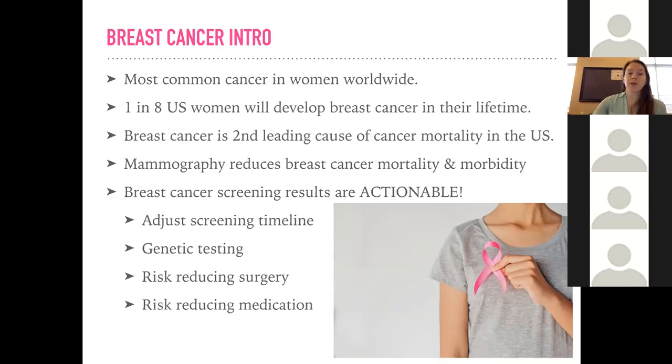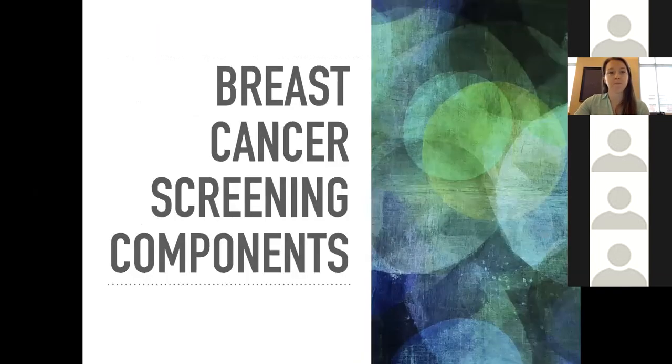The other reason that breast cancer screening is really important is that the results that we get from it are actually quite actionable. So when we talk with patients about their risk and we assign them to the correct group, we can think through a more appropriate timeline for their screening. When we talk with them about their risks, we can also get them referred to genetic testing. And certain patients who fit into the right categories can be offered risk-reducing medications and surgeries. So there are a lot of things that we can do to help patients reduce their individual risk going forward.